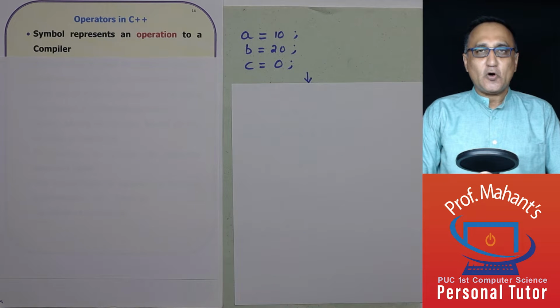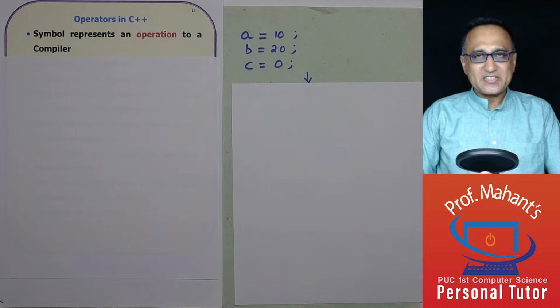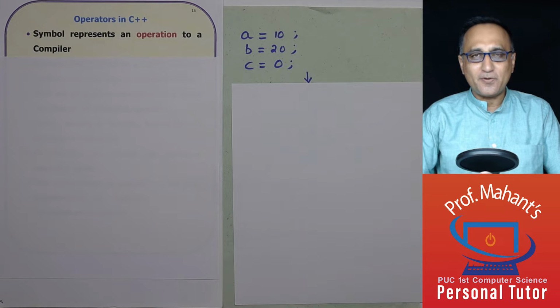Let us talk about operators in C++. Operators are symbols which indicate a specific operation to be performed. Not too complicated, I'll tell you what it means. Plus is an example of an operator. Minus is an example of an operator.